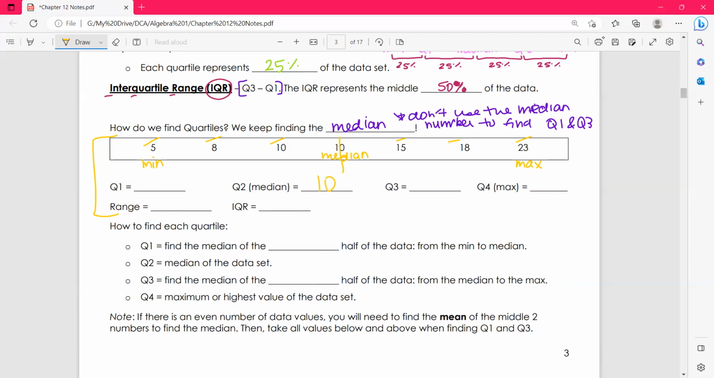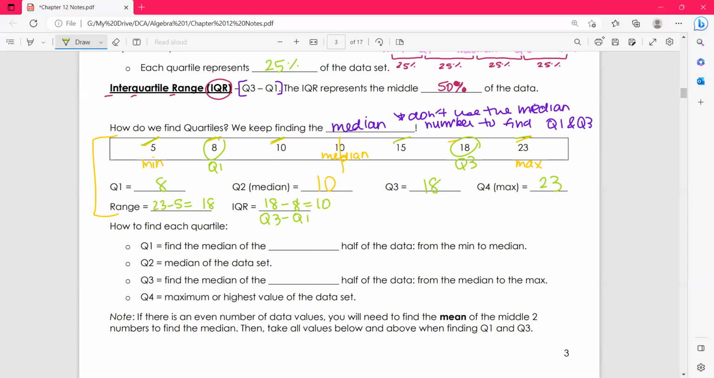Now I'm going to find the Q1 and Q3. Notice we're not going to include the median. I'm going to go min to 10. Here's our Q1 right in the middle. I'll do the same thing, not using the median, 15, 23. Here's our Q3 right in the middle, 18. Our Q4, that's our maximum. It's 23. Our range, we subtract the min from the max. So I'm going to do 23 minus 5. We get 18. IQR, we subtract our Q3 minus Q1. And we get 10.